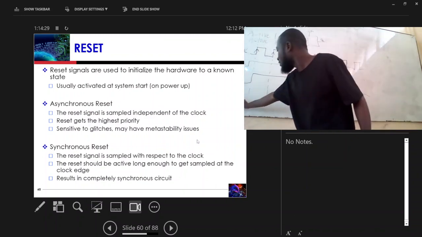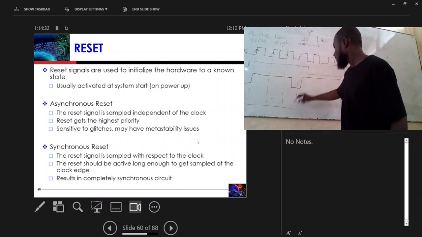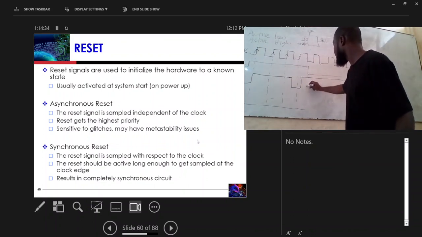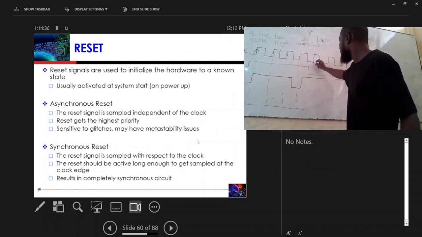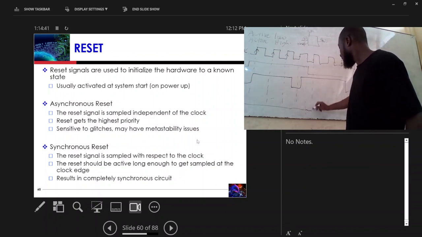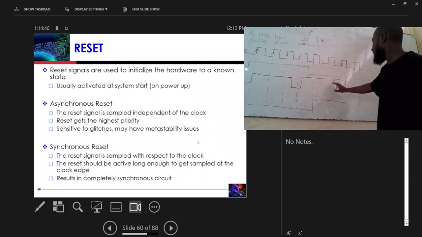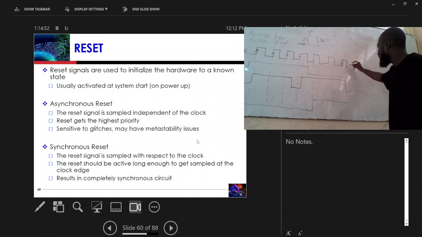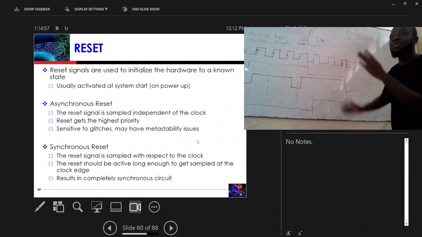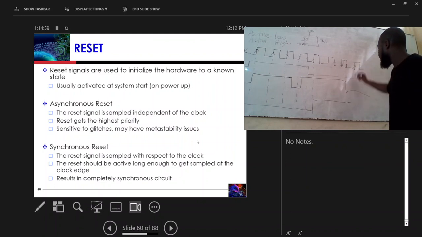So from here to here, Q will be 0 up to this point. Very, very important, this point. And then Q will be high from this point, up to here. D has come down here, but you see that it's very important. You see that D came down here, but we are at the negative edge. We are sampling only at the positive edge. So this is when D will go.